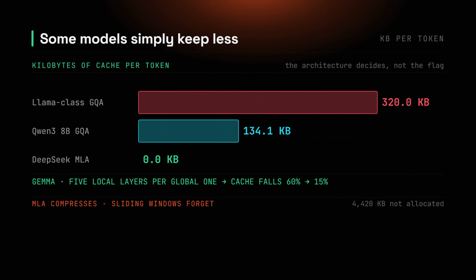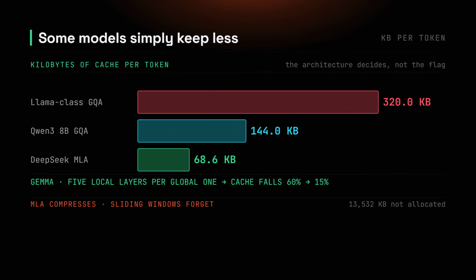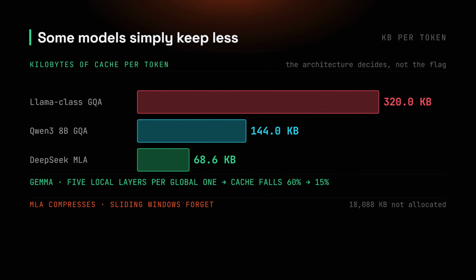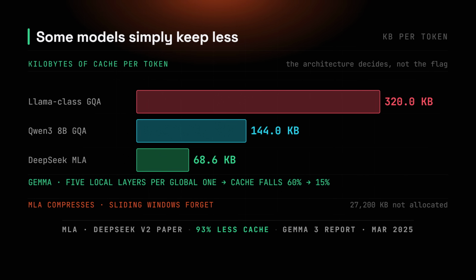Architecture fixes it better than settings do. DeepSeek compresses the cache to 70 kilobytes a token instead of 300. Gemma alternates local and global attention and drops the cache from 60% of inference memory down to 15.